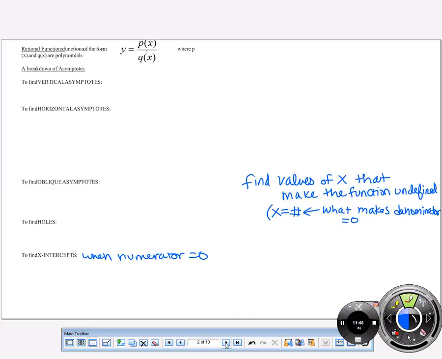Okay? The last thing we're going to fill in today is like, what about this idea of holes? Okay? So basically, the holes are the factors that got canceled out. The ones that looked like they made it undefined, but they also looked like they made an x-intercept, so they made 0 in the numerator and the denominator, those are the places you would have holes. So for example, we might factor something that looks like this.